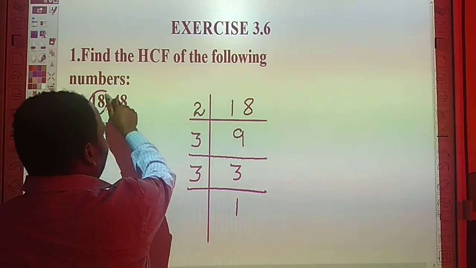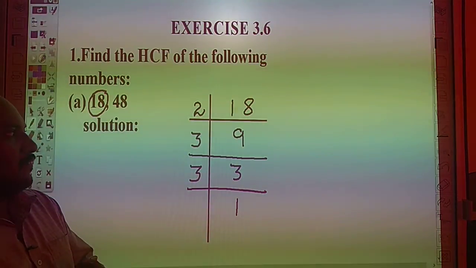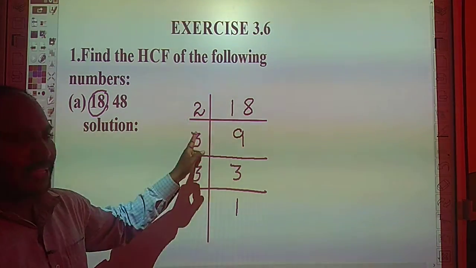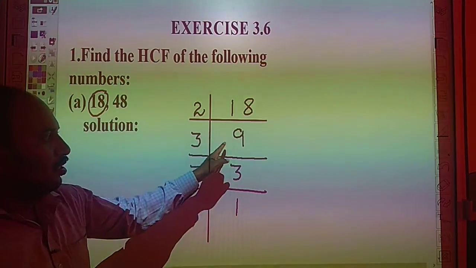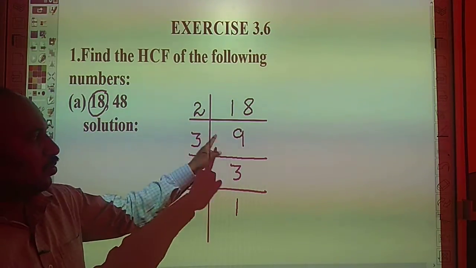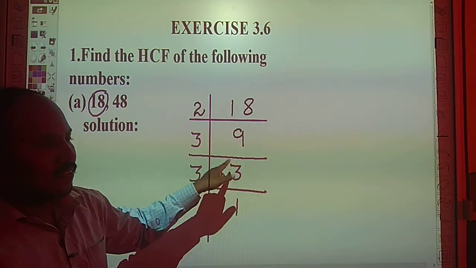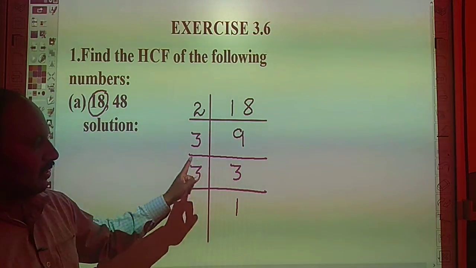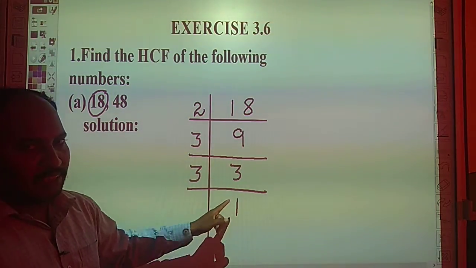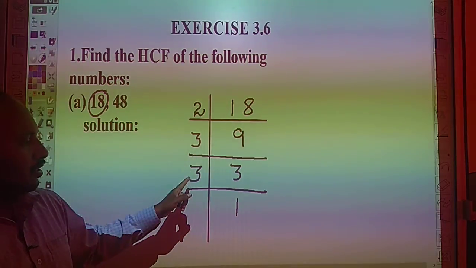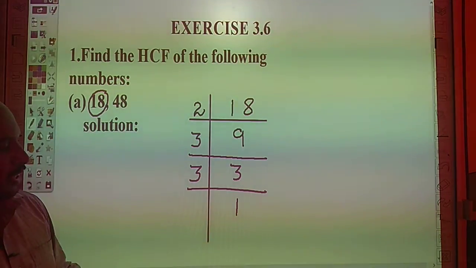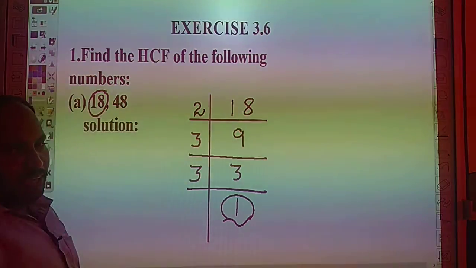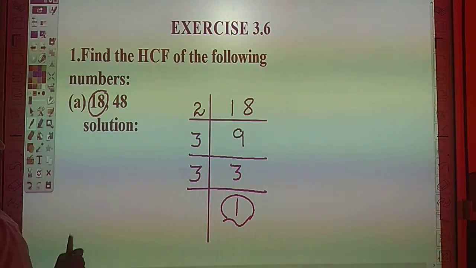Given the number 18, it is divided by the first prime number, 2. So 18 divided by 2 is equal to 9. That means 2 9s are 18. Next, our number is 9, so we take the number 3. 3 3s are 9. Next, 3: again we take 3. 3 into 1 is equal to 3. The last number is 1.